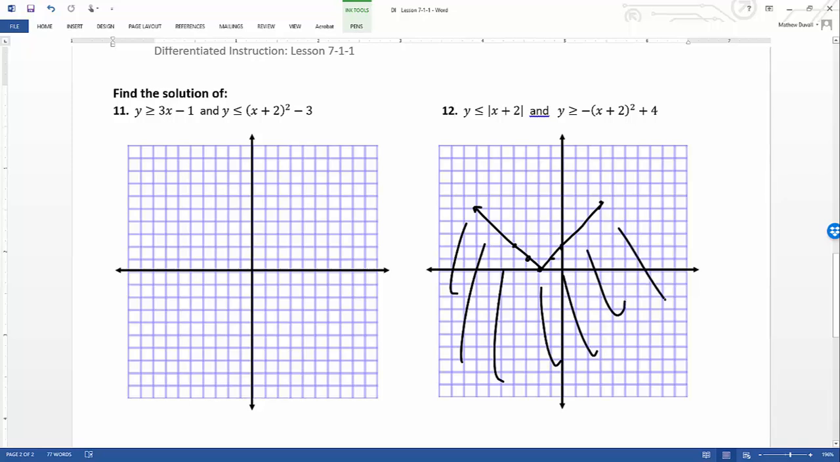And then y is greater than or equal to negative (x plus 2) squared plus 4. So my horizontal shift is negative 2. My vertical shift is 4. So negative 2 and then 4, and then it's going to go down.